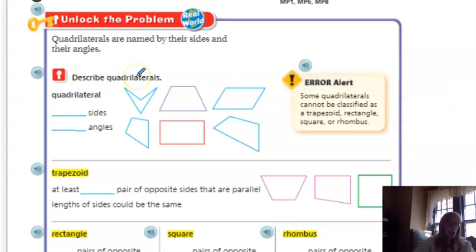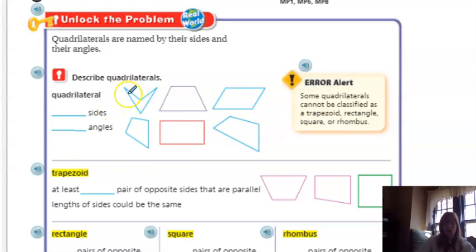Okay, so describe the quadrilaterals. Hopefully everyone knows that quadrilaterals have to have 4 sides and 4 angles. Now there is an error here. Some quadrilaterals cannot be classified as a trapezoid, rectangle, square, or rhombus. Okay, some quadrilaterals cannot be classified.